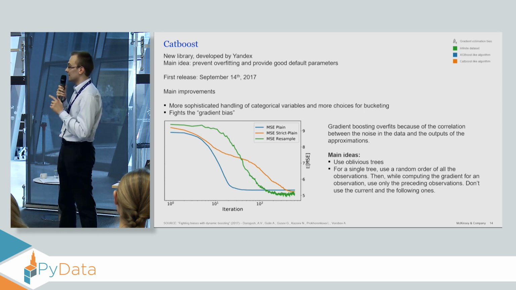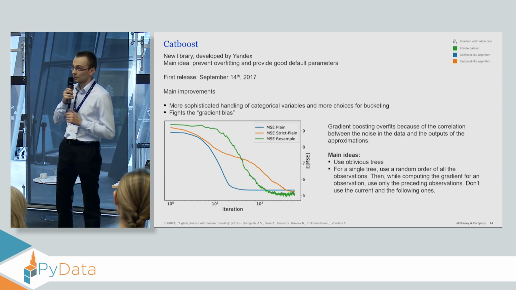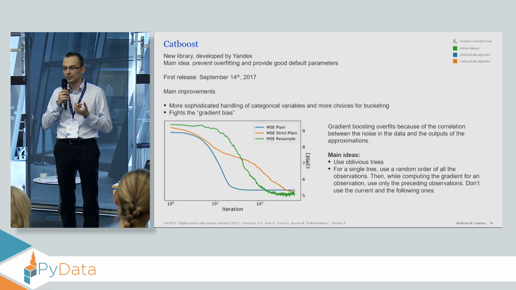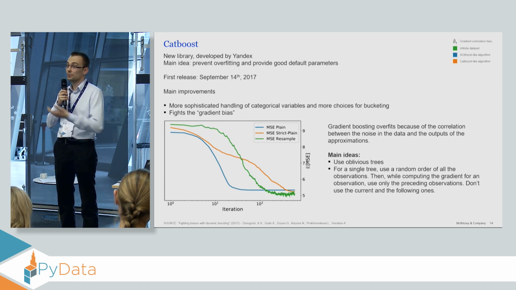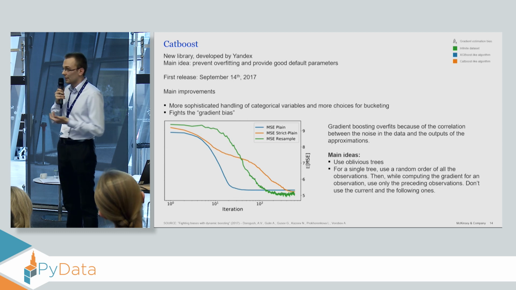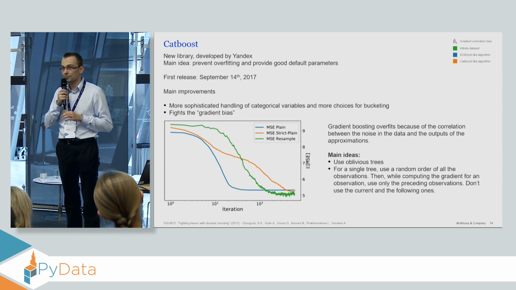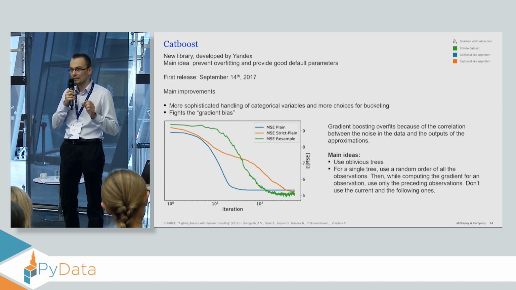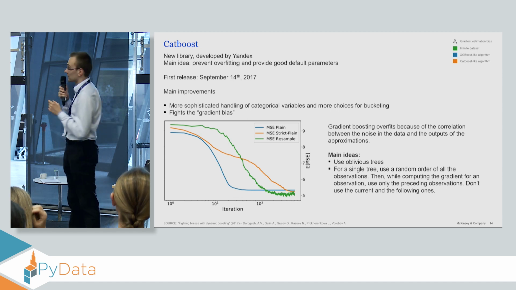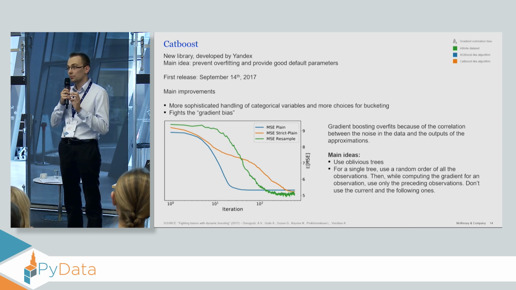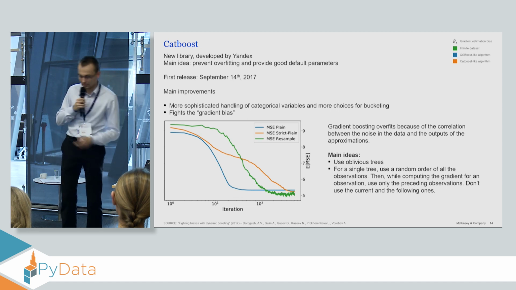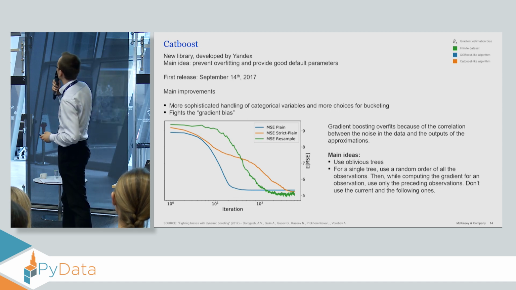So first of all, they use a data structure that is called oblivious trees. An oblivious tree is a decision tree where on each level, all of the splits are the same. So in a normal decision tree, if you have a single level in a tree, all of the splits can be different. In an oblivious tree, it's not true. And the second thing is that for each tree, before they train it, they randomly permute all of the observations, and therefore for each of the observations, if they compute the gradient, they compute it only on the preceding samples. Okay, so those are the main things that are improved in CatBoost.